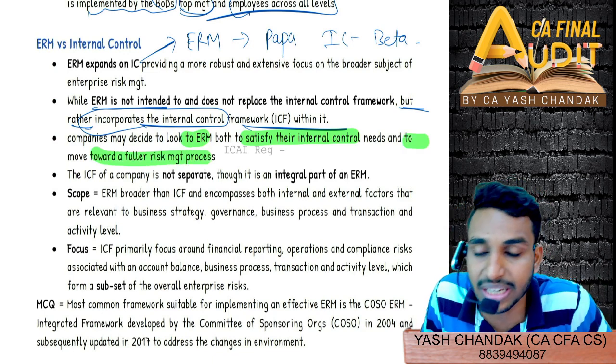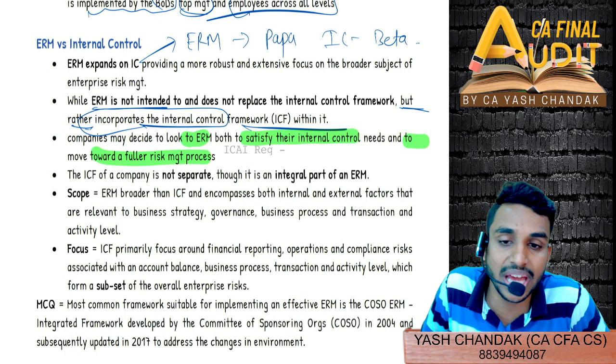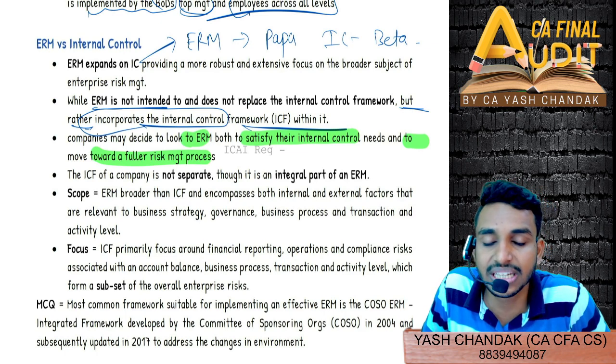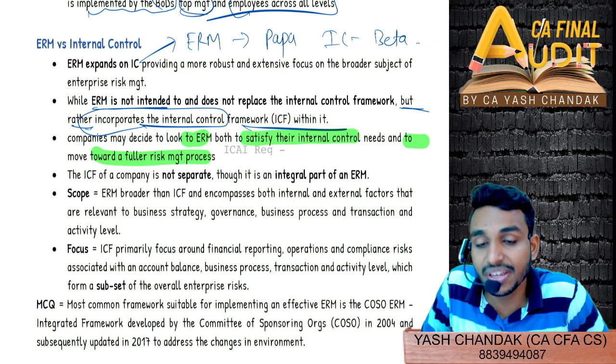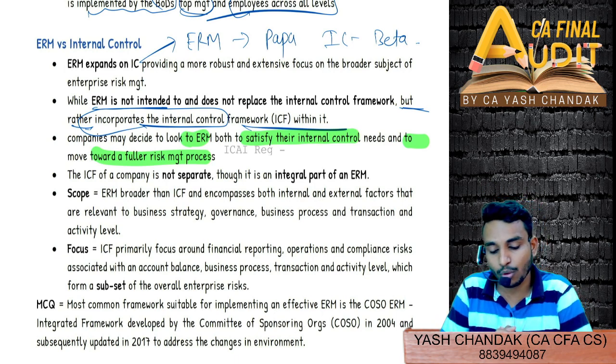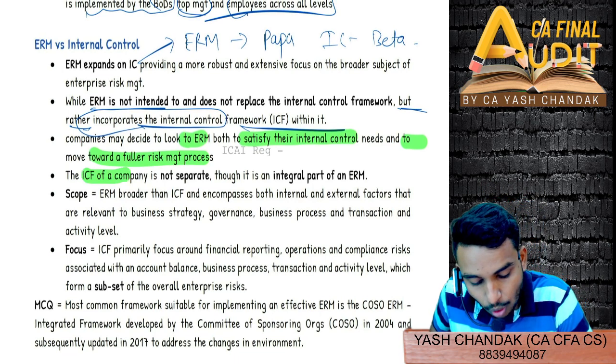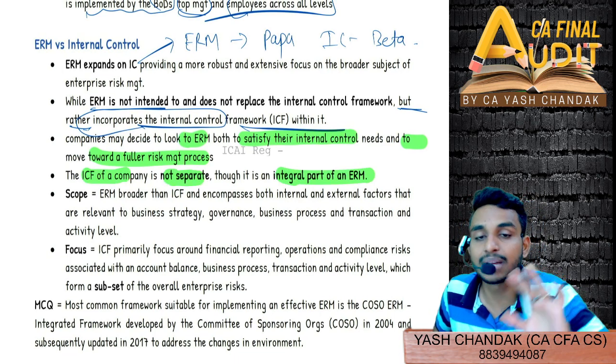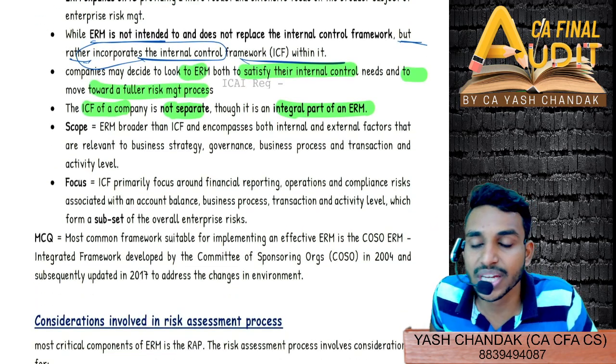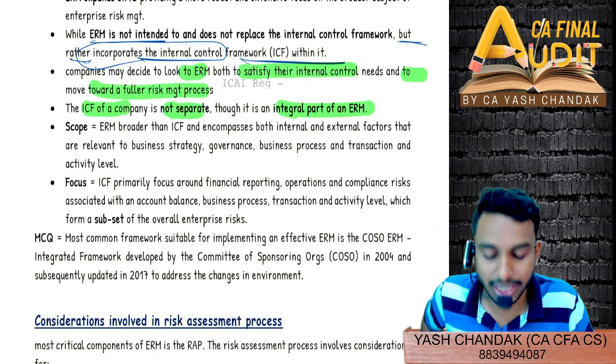That means they can implement ERM, thereby saying that yes, our IC is also satisfied, the internal control framework is also implemented, and we have also moved towards the fuller risk management process. However, the ICF of a company is not separate; it is an integral part of ERM only. That means what? Son is an integral part of father, right?